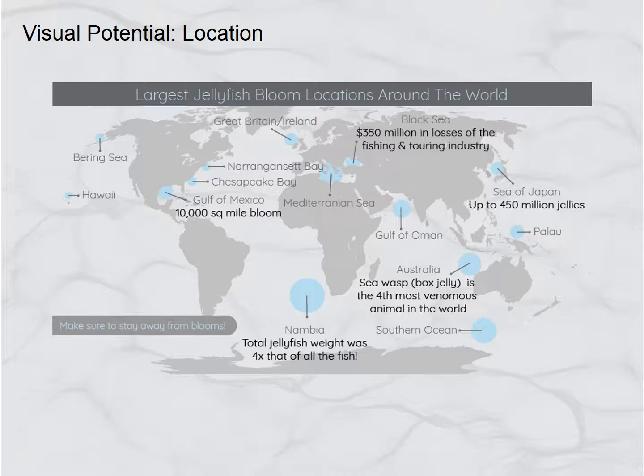As you can see, the header I have on the left says, make sure to stay away from blooms. And after reading my infographic as a whole, or even just these descriptions, you realize how they tie in with everything that's shown. You wouldn't want to be swimming in a 10,000 square mile bloom with a bunch of sea wasps, because it can technically be fatal. You don't want that. So I just try to show reason throughout my whole infographic story why people should be wary of jellyfish.